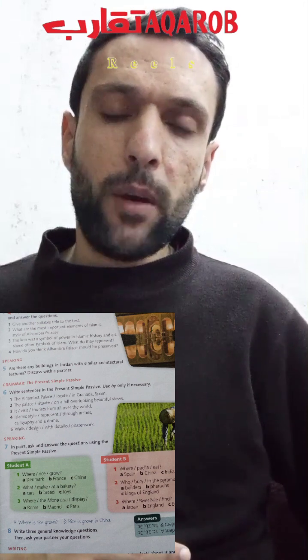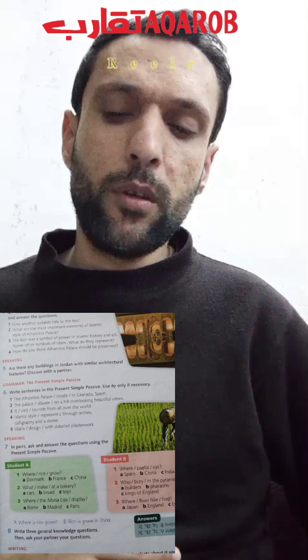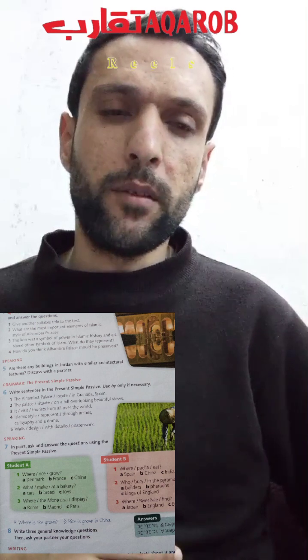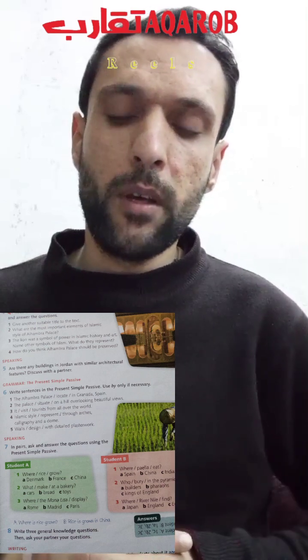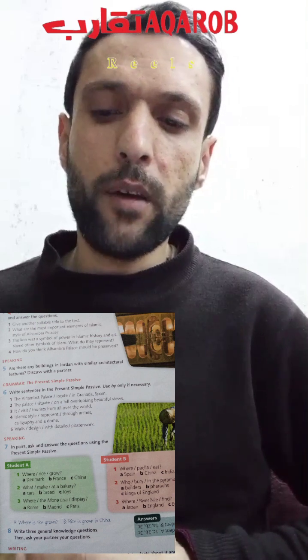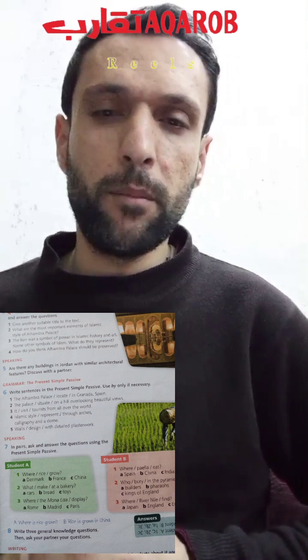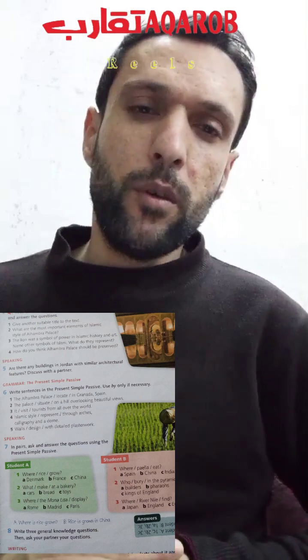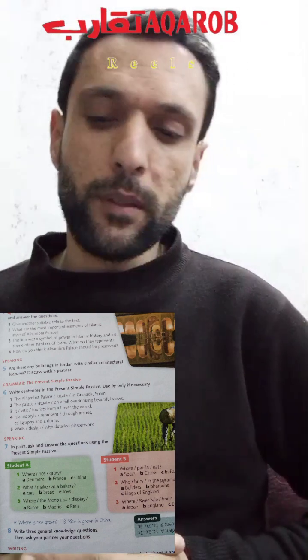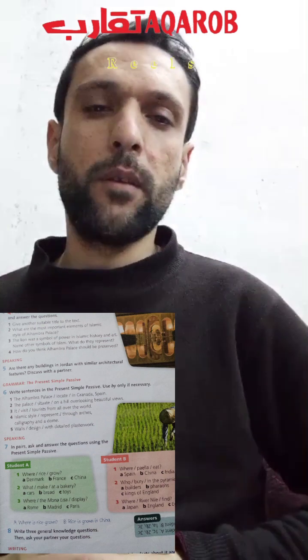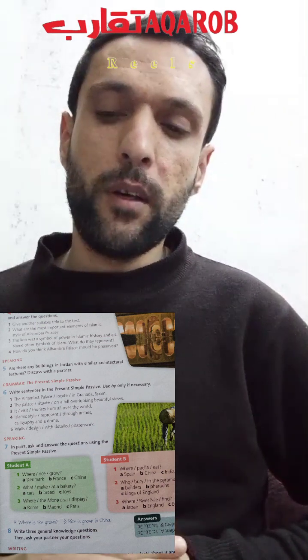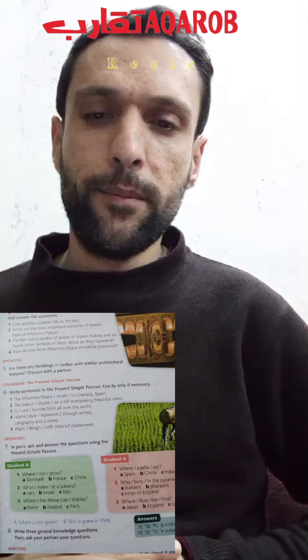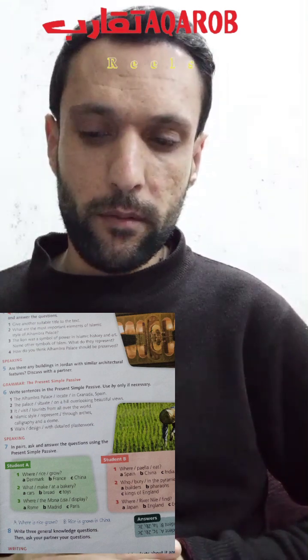So, as a Wikipedian definition of the present simple passive, we say something like: we use the present simple passive when an action, idea, or opinion is more important than the person or thing that does it. So when an action is more important than the person or the thing that does it, we use what? We use the present simple passive.